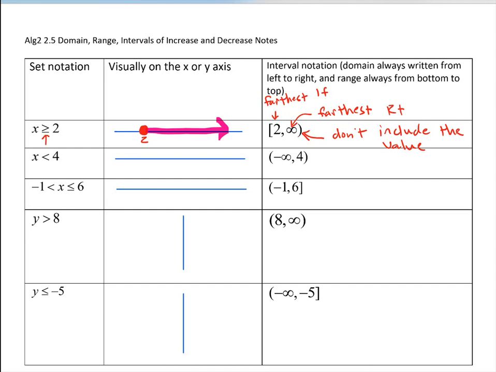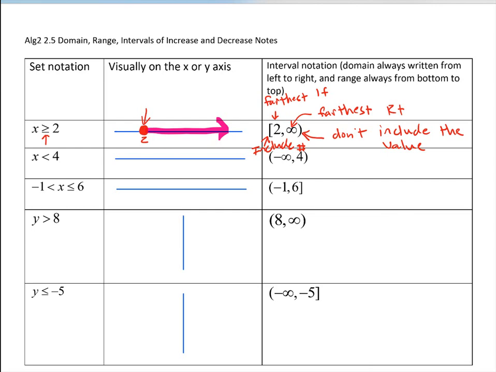Now, the bracket means you include the number. That means we count the 2. You notice over here, we colored in the bubble by the 2, because we're going to count the 2. So that's why next to the 2, we put a bracket, because the bracket tells us we're going to count this number, whatever it is. So in interval notation, this first value is, think of it as farthest to the left. Farthest to the left on this number line is 2, and we want to count the 2. That's why we have a bracket next to it.